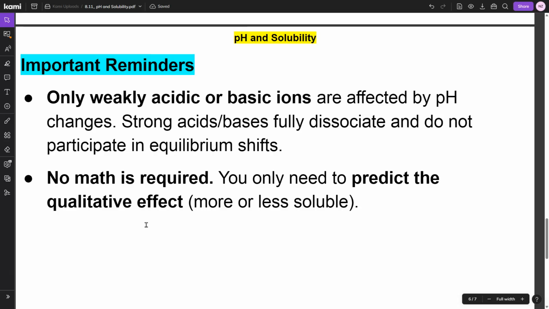Only weakly acidic or basic ions are affected by pH changes. Remember, strong acids and bases fully dissociate and don't participate in equilibrium shifts, so they completely dissociate into their ions. Because AP doesn't require any math for this portion of the test, you only need to predict the qualitative effect, being more or less soluble.